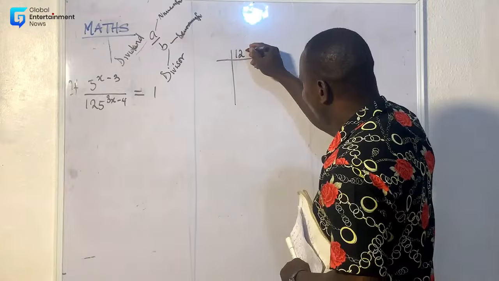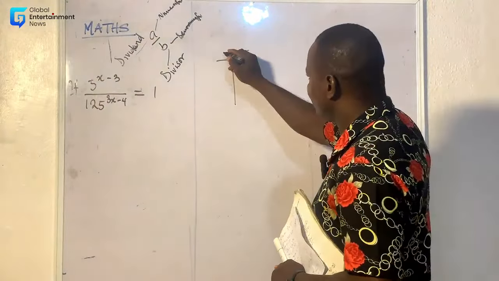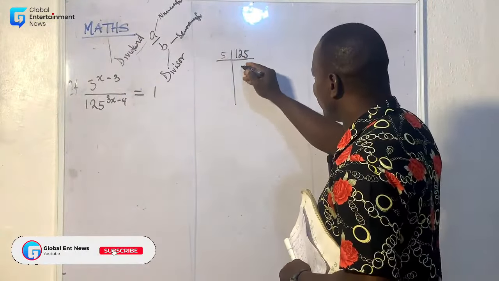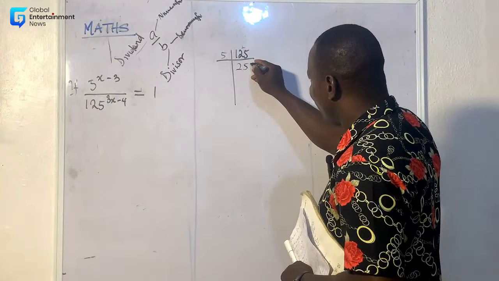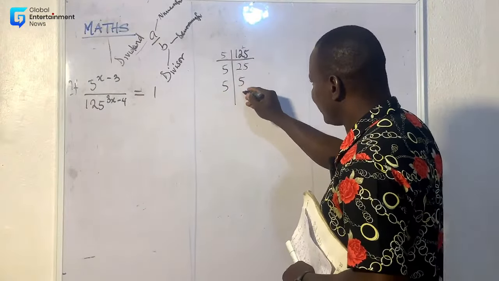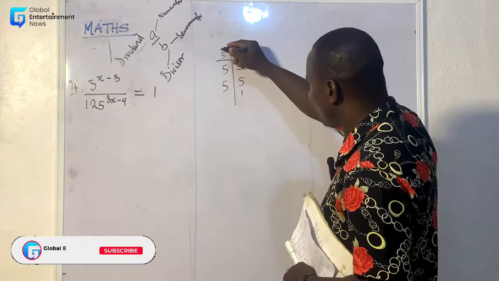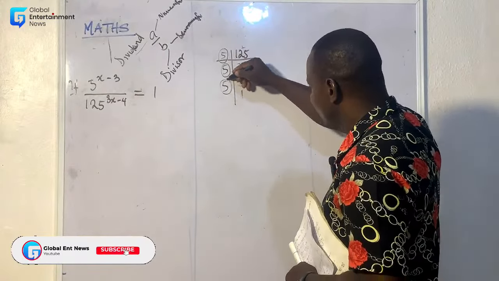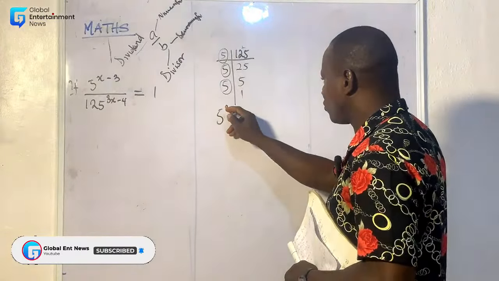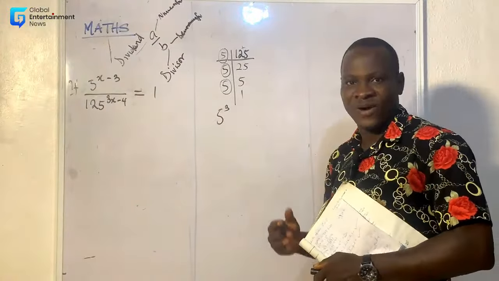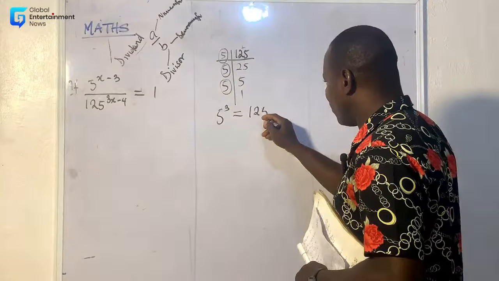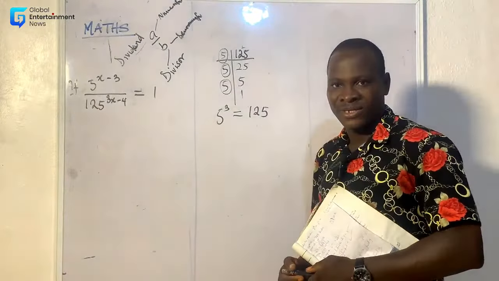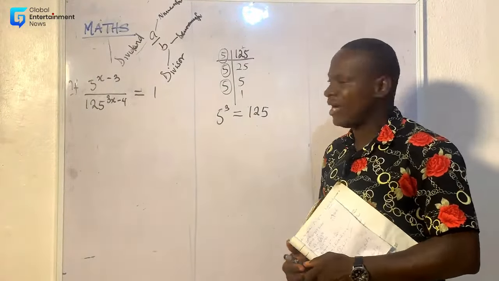125. Okay, some people are giving me the answer already. How many 5s can we see here? We have 25, 5 again here, 5, 5 again here, 1. That is how many 5s? 1, 2, 3. That is 5 raised to power 3. It means that 5 raised to power 3 is the same thing as 125. That is 5 three times.